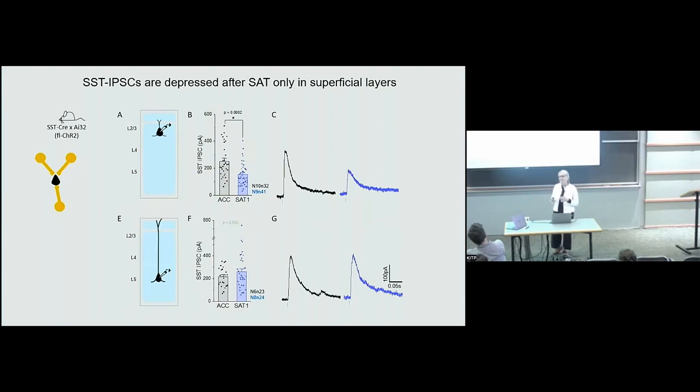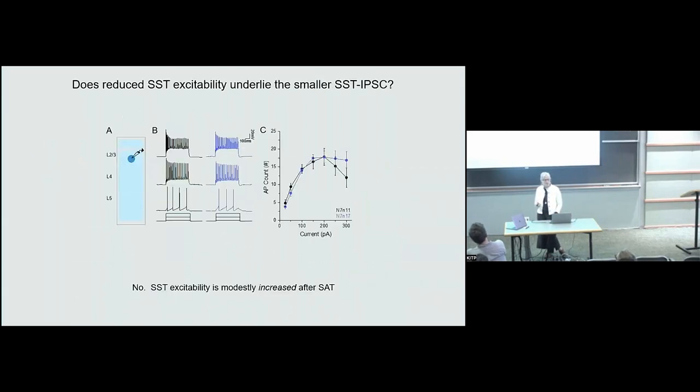It's not disinhibition particularly directly in layer five that's making that more sensitive to this early potentiation. We did some controls to make sure that it didn't have something to do with altered excitability in somatostatin cells. If anything, they're slightly more excitable. So the reason that the somatostatin IPSC is smaller is not because we weren't driving it with our channelrhodopsin stimulus.